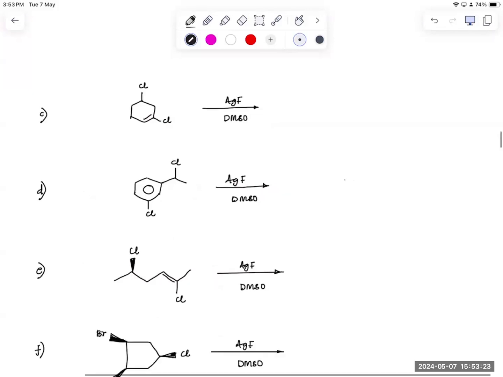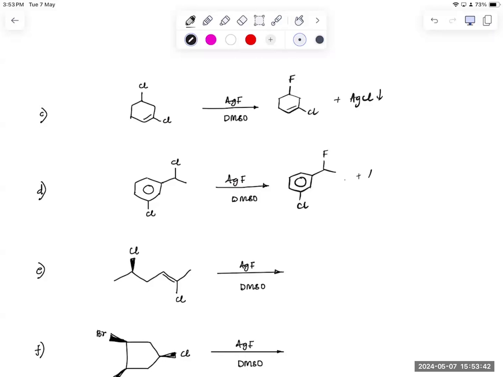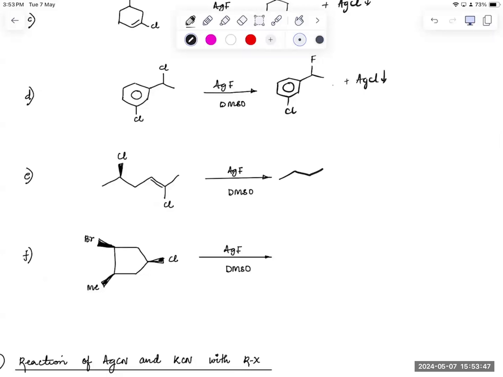Done. Check out. What are the products I will get? This chlorine will not be disturbed, but here fluorine will come. AgCl will form a precipitate. And here, again, this chlorine is on the phenyl group, nothing will happen. But here fluorine will come. AgCl will form precipitate. Next, this chlorine is vinyl, nothing will happen. Fluorine will come here and AgCl will form.